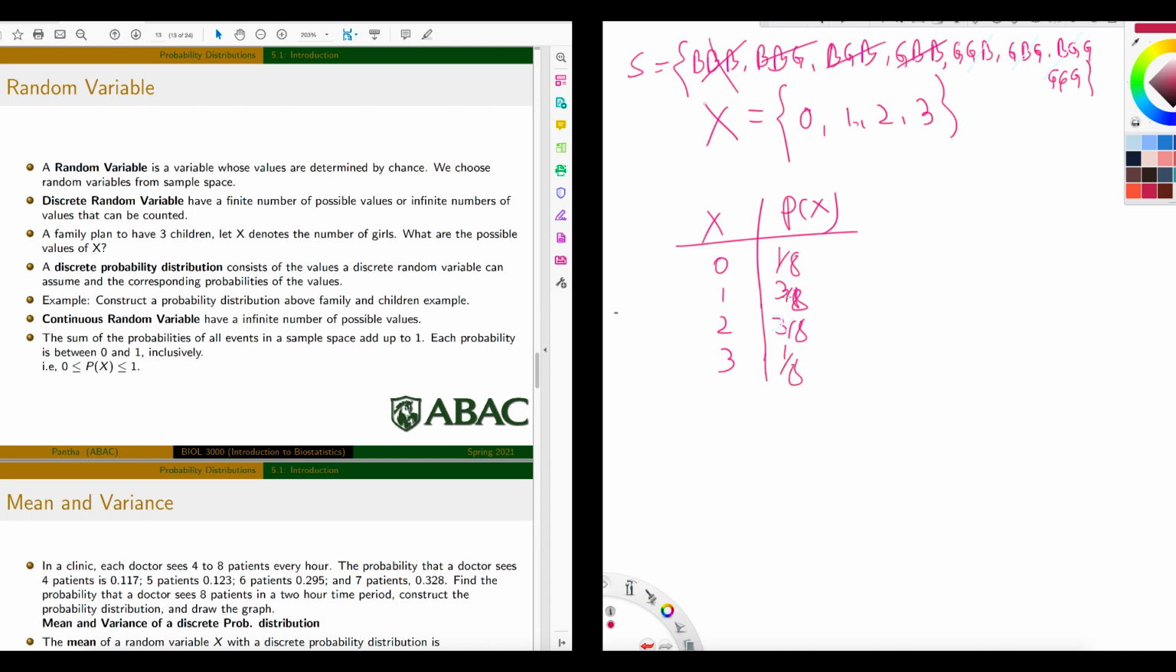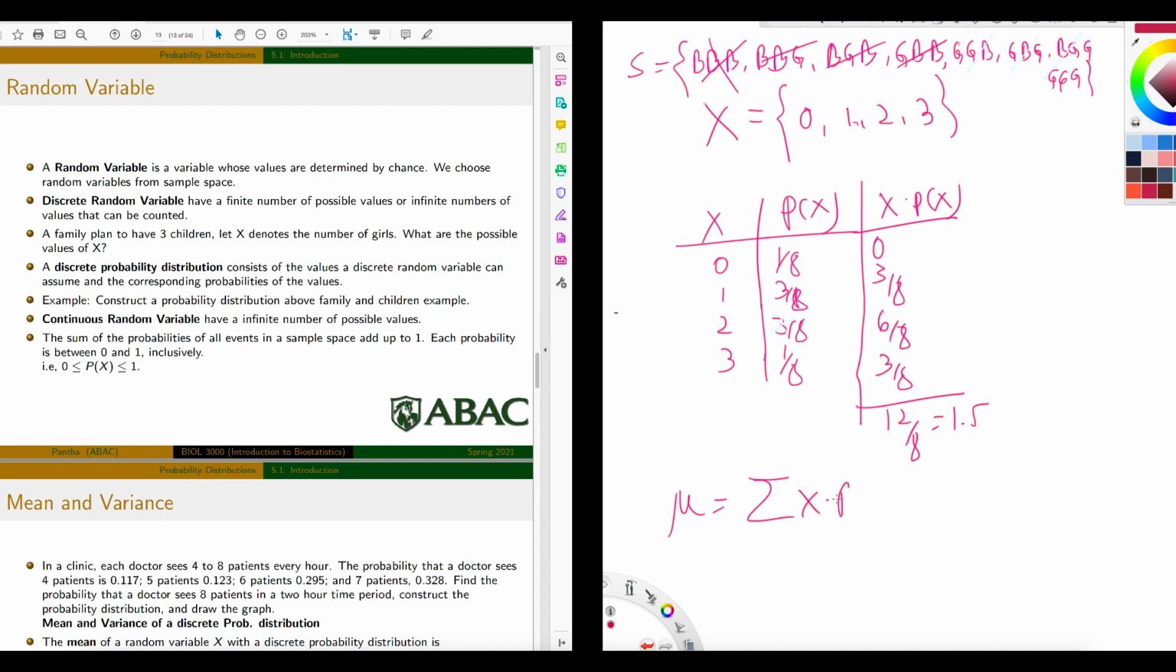And do you remember how we found the mean and variance? To find the mean, we do x times p(x), right? So what is x times p(x)? 0 times 1/8 is 0. 1 times 3/8 is 3/8. 2 times 3/8 is 6/8. And 3 times 1/8 is 3/8. What is the sum? 6 plus 3 is 9, plus 3 is 12 over 8. That is 1.5, the mean, right? So the mean is the summation of x times p(x). We find the summation, and that is 1.5.